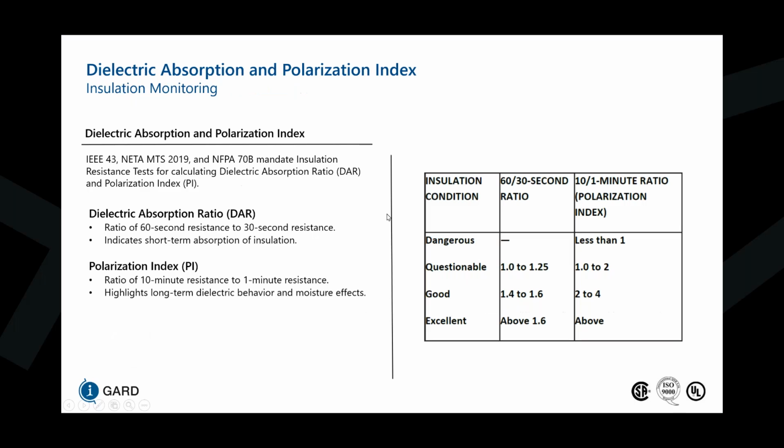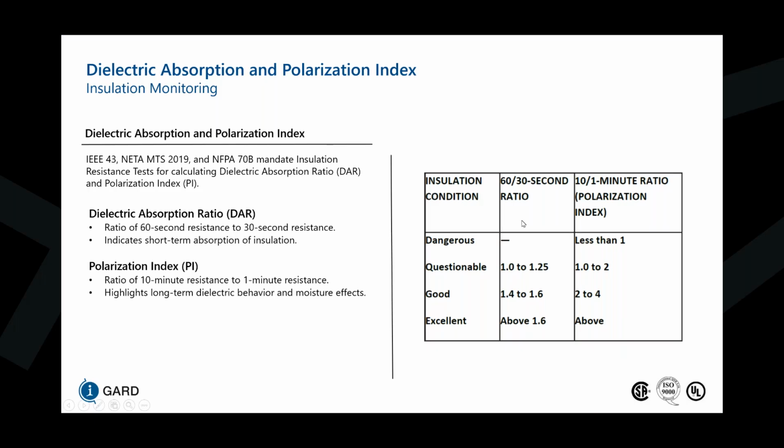Now, for the Dielectric Absorption and Polarization Index, IEEE 43, NETA MTS-2019, and NFPA 70B mandate insulation resistance tests for calculating DAR and PI. So for DAR, the ratio of 60-second resistance to 30-second resistance is compared, and this is used to indicate short-term absorption of insulation. And for the polarization index, as I mentioned, it's the ratio of 10-minute resistance to the 1-minute resistance, and it highlights long-term dielectric behavior and moisture effects.